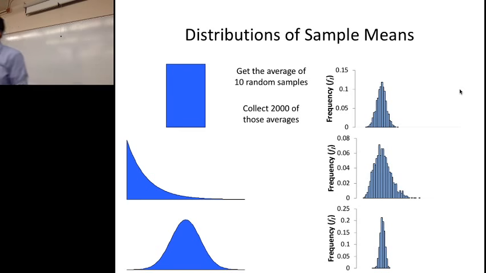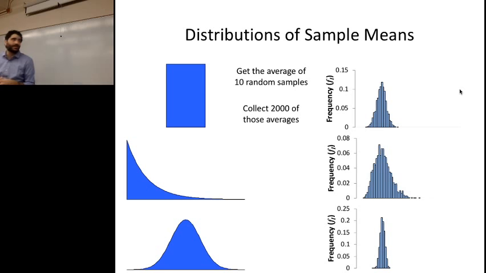Yes? If you take the average of 10 random samples, then what does it mean that you collect 2,000 of those averages? Because then isn't that just the same average? So we draw 10 random samples, we get their mean. Then we draw another 10 random samples, get their mean, draw another 10 random samples.